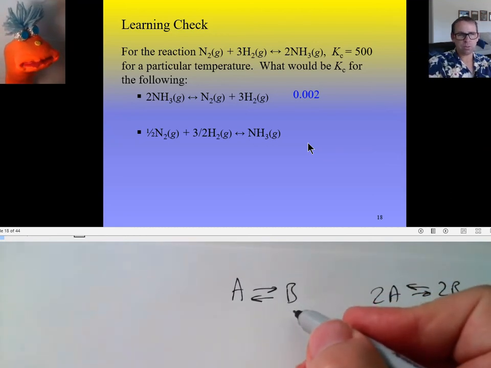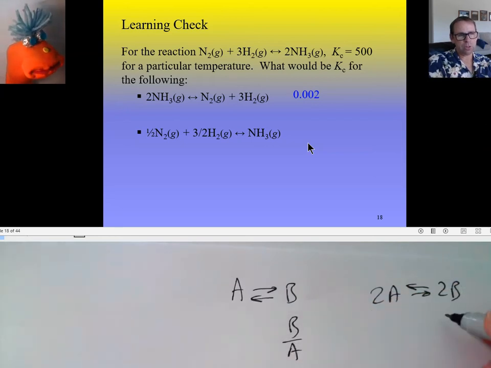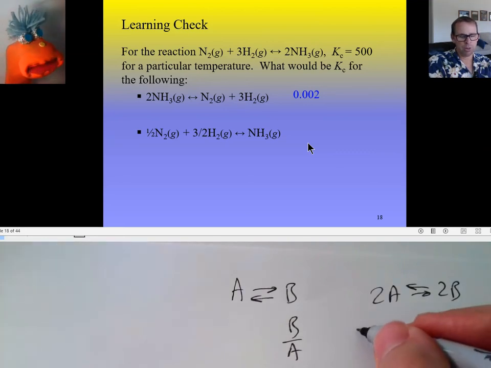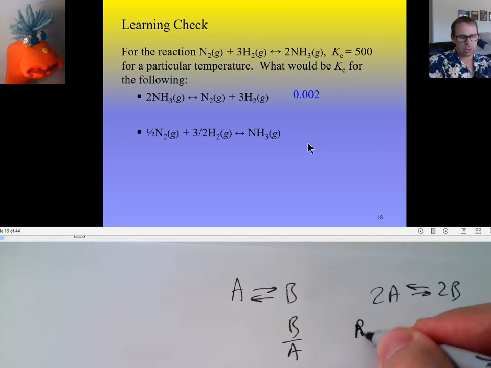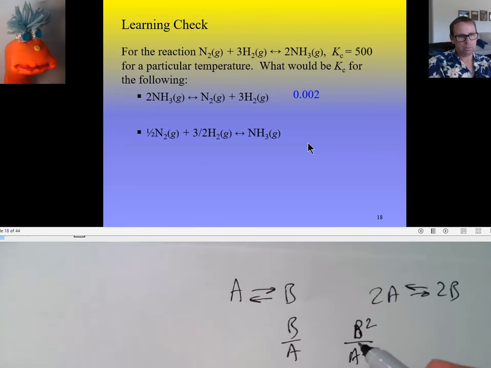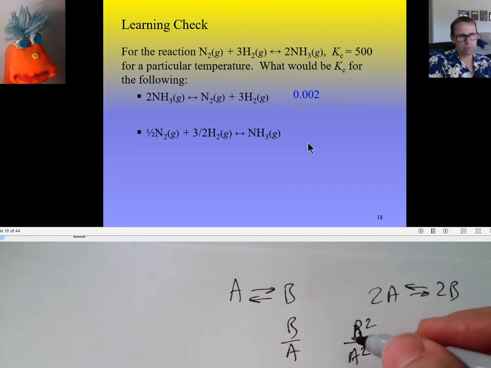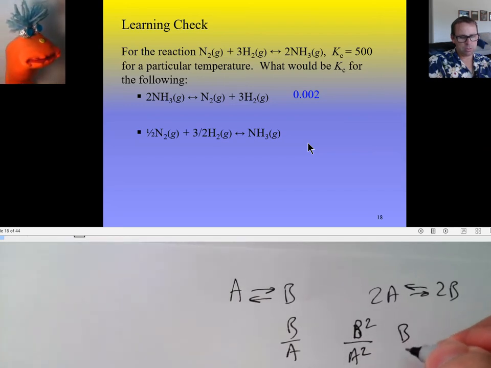The quotient for this? B over A. The quotient for this one here? 2B over 2A? No, not 2B over 2A. Oh, B squared over A squared. Very good. B squared over A squared. So how do they relate? Does B squared over A squared equal B over A, squared? It does. So we talked about that math before, but these two are equal to each other.